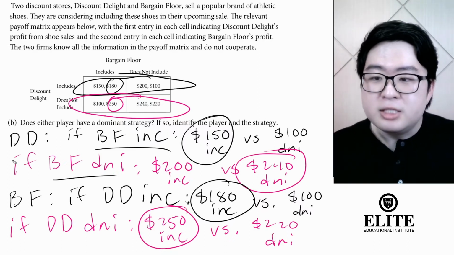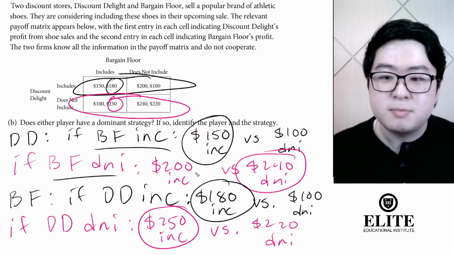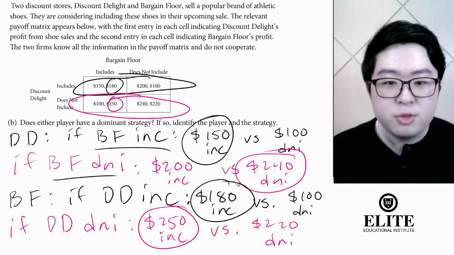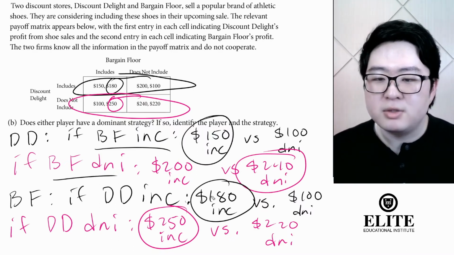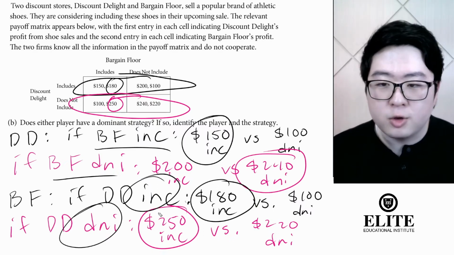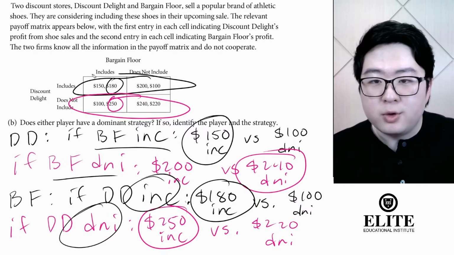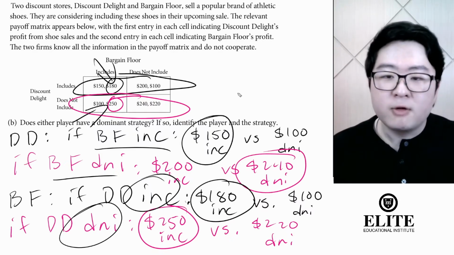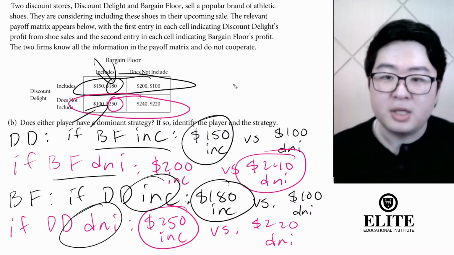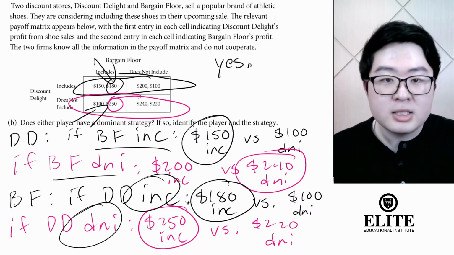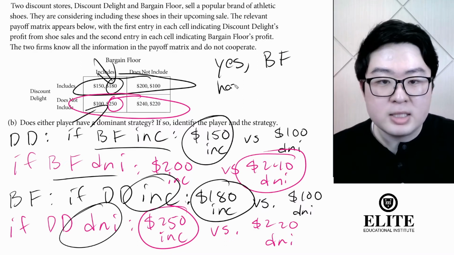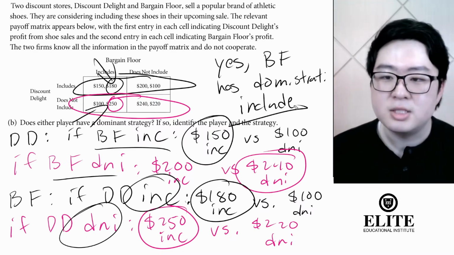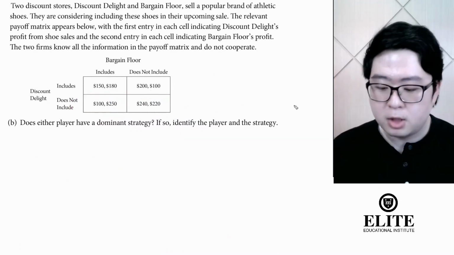Let's take a look. Did bargain floor choose the same strategy regardless of what strategy discount delight picked? Yes. In both situations, regardless of whether discount delight chose to include or not include, bargain floor chose to include. And as we can see, bargain floor does have a dominant strategy, and that's going to be to include. And thus ends part B. Let's go ahead and move on to part C.